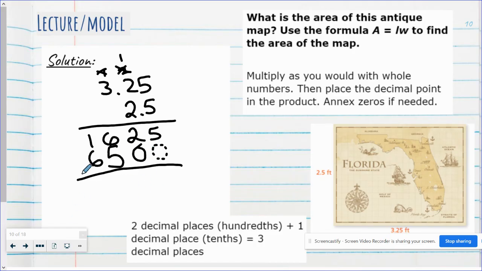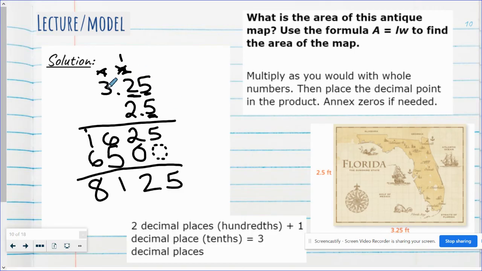And now we add our products together. 5 and 0 is 5. 2 and 0 is 2. 6 and 5 is 11. 1 and 1 is 2, plus 6 is 8. Now you're asking, but miss, where do we put the decimal point? We count the number of spaces after the decimals in both of our factors.